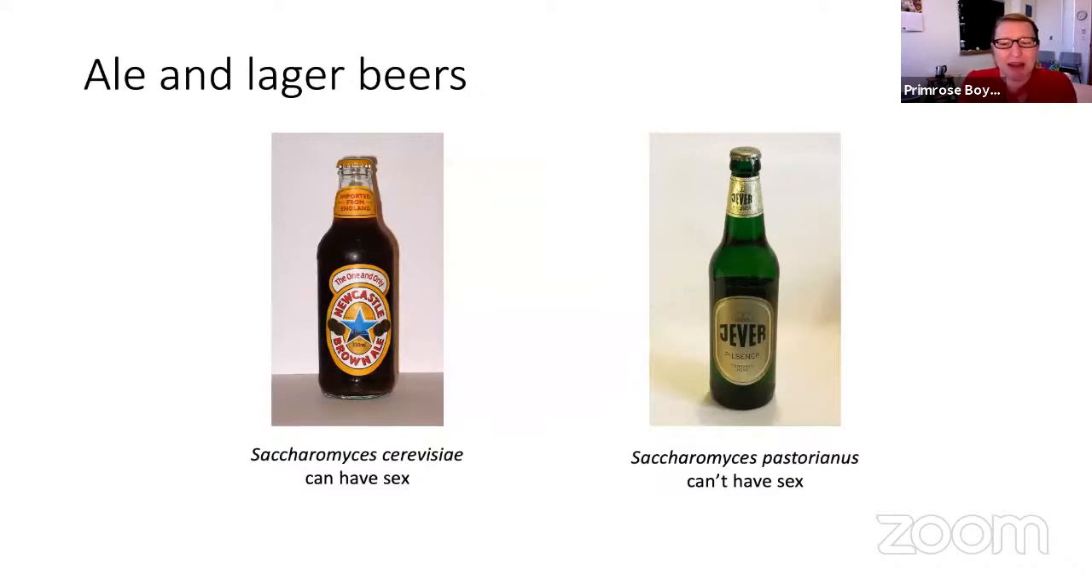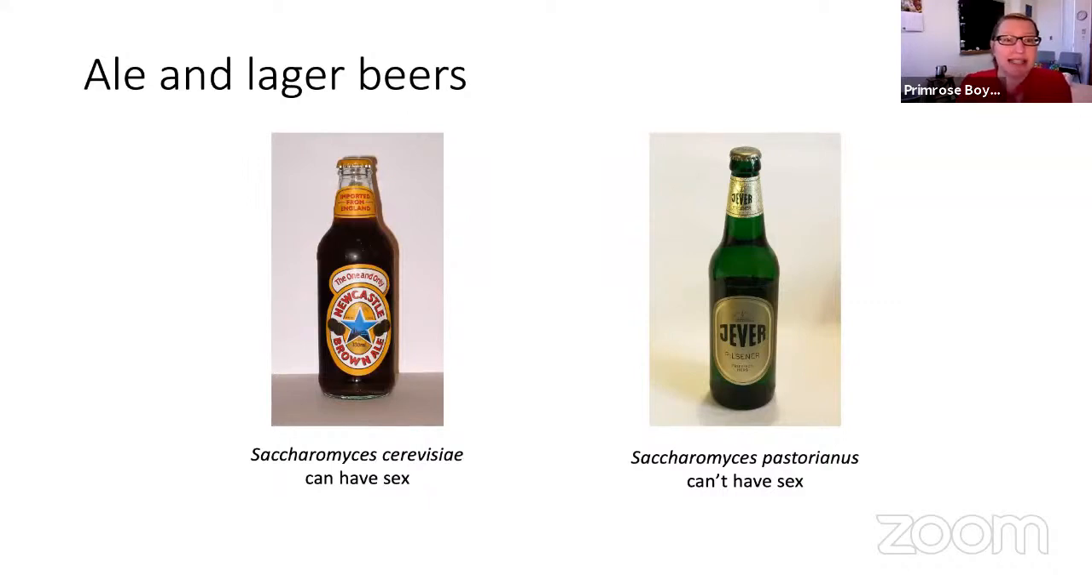One interesting thing about the lager yeast, it's called Saccharomyces pastorianus, is unlike Saccharomyces cerevisiae, it can't have sex. So remember, I told you that the yeast I study, the wild yeast Saccharomyces paradoxus, it can have sex, it does have sex, but mostly it inbreeds. It has sex with its siblings. Saccharomyces cerevisiae can have sex with its siblings, often does, also has sex with other unrelated Saccharomyces cerevisiae. Saccharomyces pastorianus does not have sex.